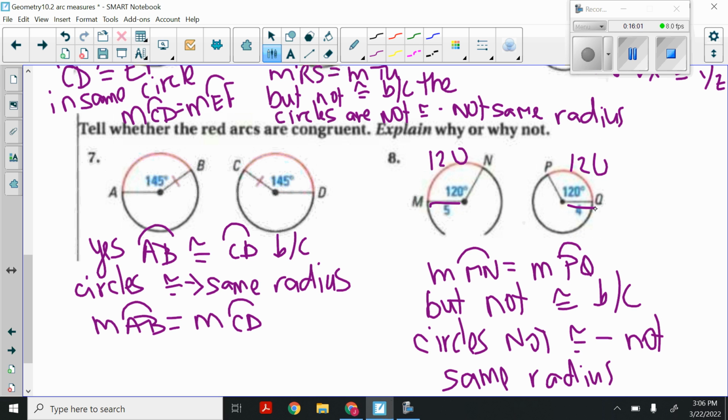All right, that wraps up section 10.2, arc measures. Tomorrow we will look at 10.3, which is chords.